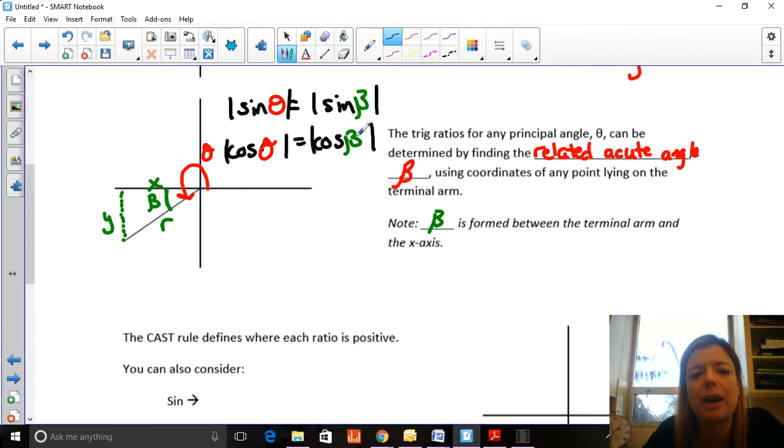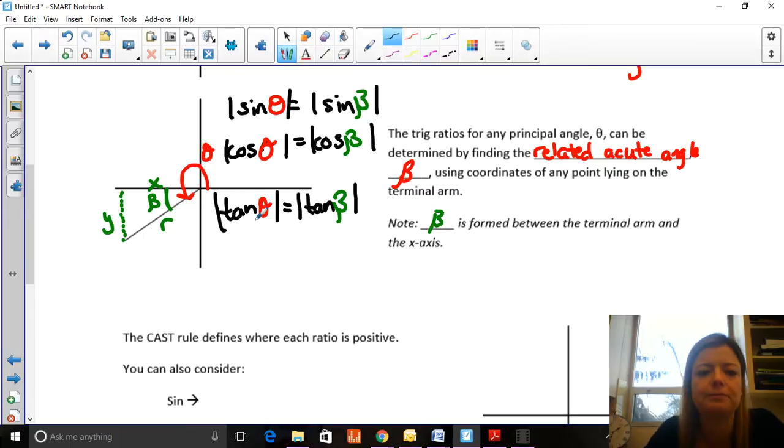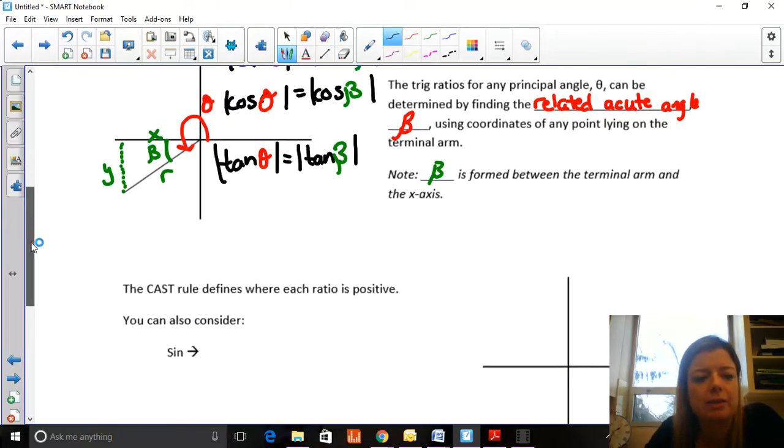But again, the absolute value, so just the number part. We have to use the CAST rule to look at what's positive and what's negative. And then the absolute value of the tan of theta, so the big angle, the principal angle, is equal to the tan of whatever that related acute angle is, or at least the value. Again, positive and negative might change. So the sine, cos, and tan of the related acute angle are the same value as the sine, cos, and tan of the big angle, theta. It's just the positive or the negative that might change.